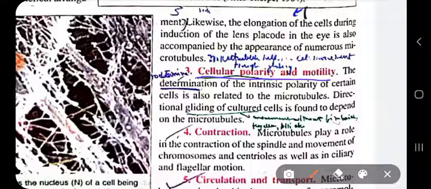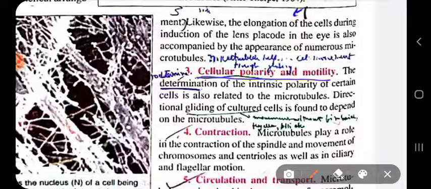Determining the intrinsic polarity of certain cells is also related to the microtubules. Directional gliding of cultured cells is found to depend on microtubules. It has been observed in the laboratory that cells glide without having any fimbriae or flagella, and this type of gliding movement occurs due to the help of microtubules.